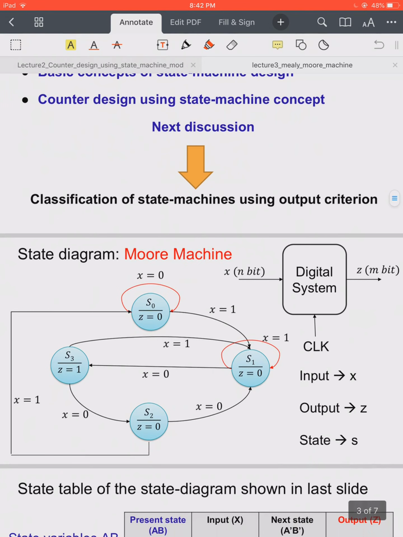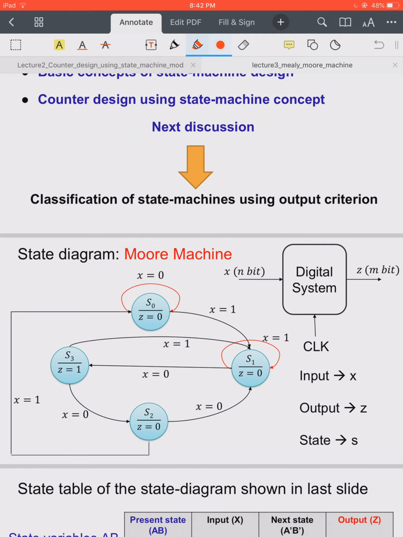The Moore machine is very simple. Suppose you have a state machine which is defined by a state diagram like this, where we have four states S0, S1, S2, S3. Here you can see the state transitions shown for different inputs, a 1-bit input x equal to 0 and x equal to 1. So for each state you can see what the transition could be.